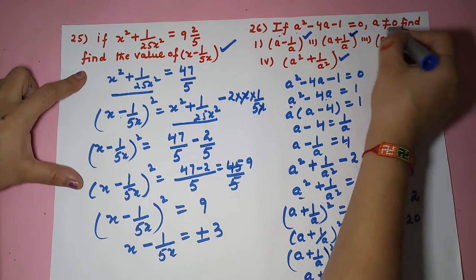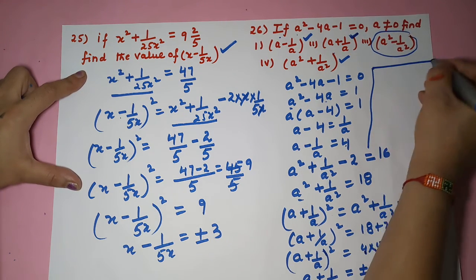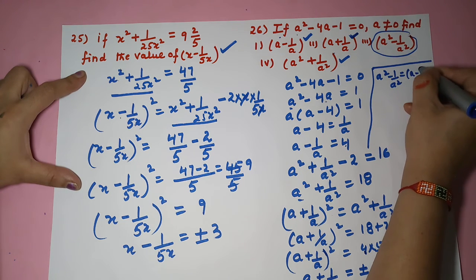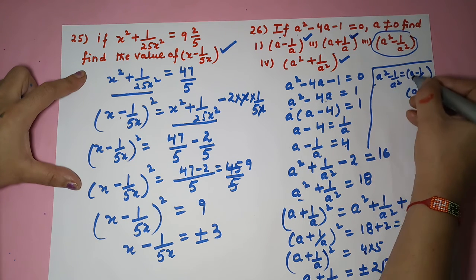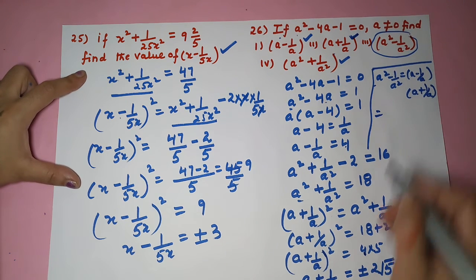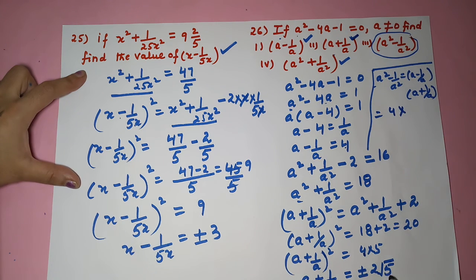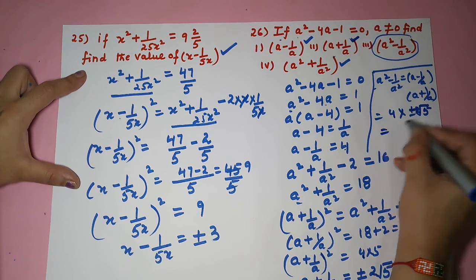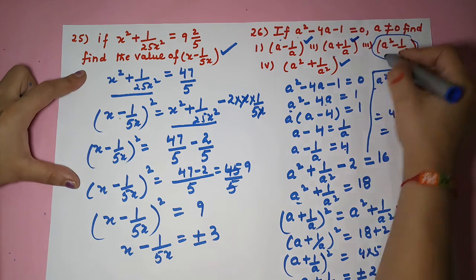Now, he wants me to calculate the value of a square minus 1 by a square. By now, I know what to do. I know that a square minus 1 by a square is equal to a minus 1 by a into a plus 1 by a. A square minus b square is a plus b into a minus b. I have both the values with me. A minus 1 by a is 4. Then this is plus minus 2 root 5, sorry. So this will become 2 4s are plus minus 8 root 5. So I have found all the values.